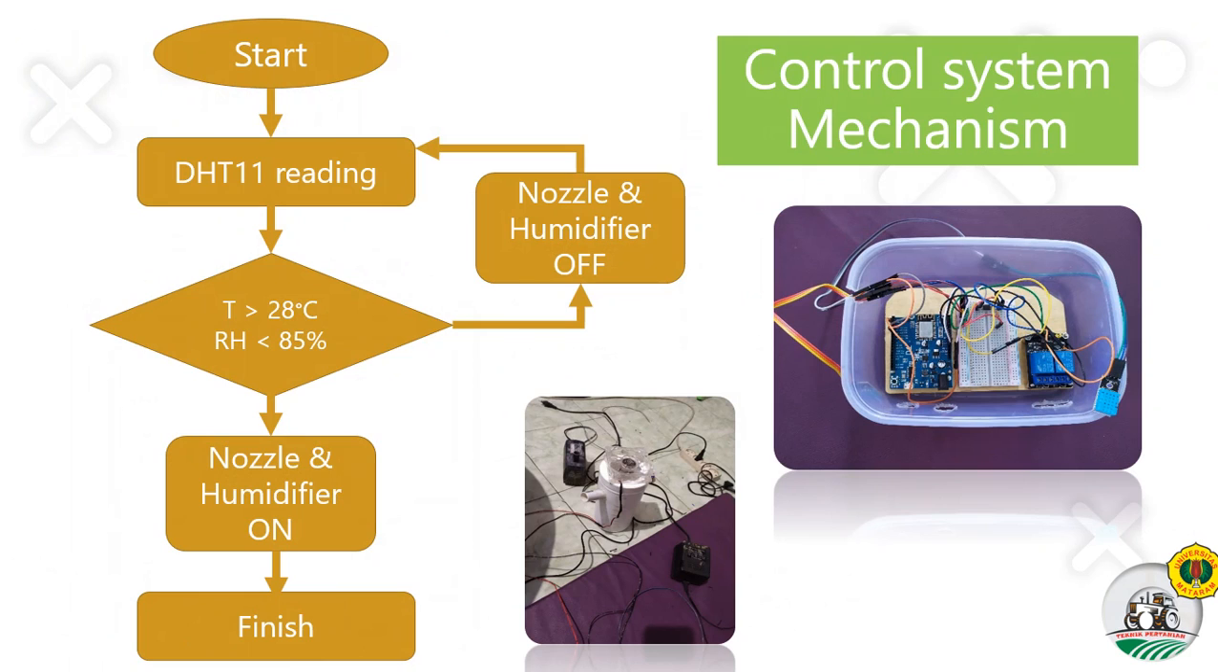The control system mechanism is shown by this flow diagram. The sensors first read the temperature and the humidity inside the oyster kumbung, and then if the temperature is above 28 degrees C and the relative humidity is below 85%, the nozzle and humidifier will be activated by the system. If not, the nozzles and the humidifier will be deactivated by the system.